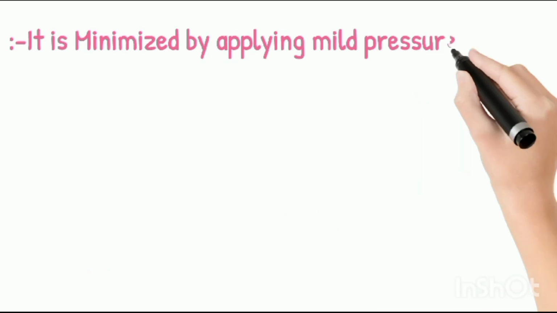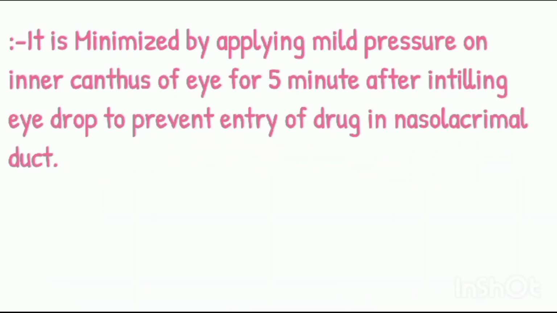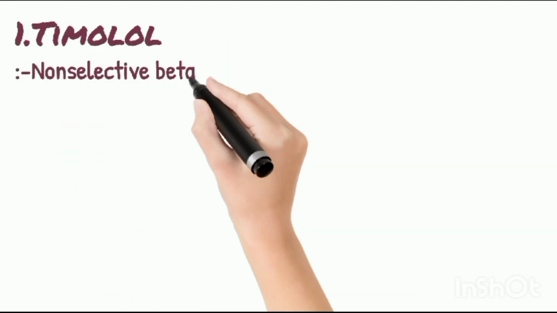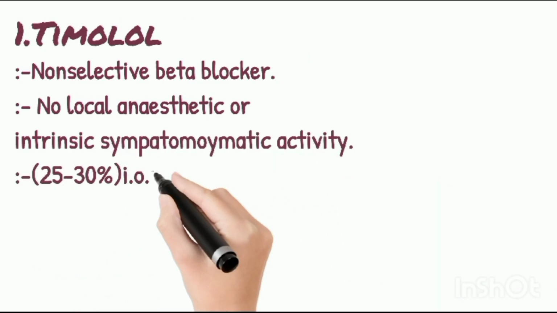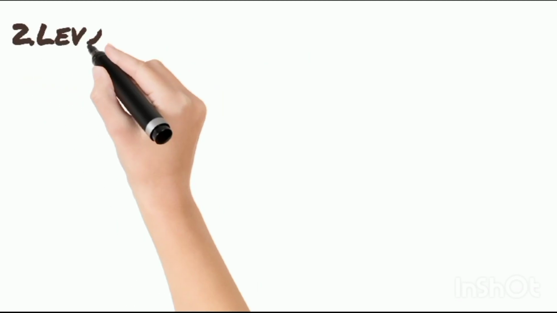It is minimized by applying mild pressure on the inner canthus for 5 minutes after instilling the eye drop to prevent entry of the drug into the nasolacrimal duct. Timolol: non-selective beta blocker, no local anesthetic or intrinsic sympathomimetic activity, 25 to 30% ocular tension fall within 1 hour and lasts for 12 hours.